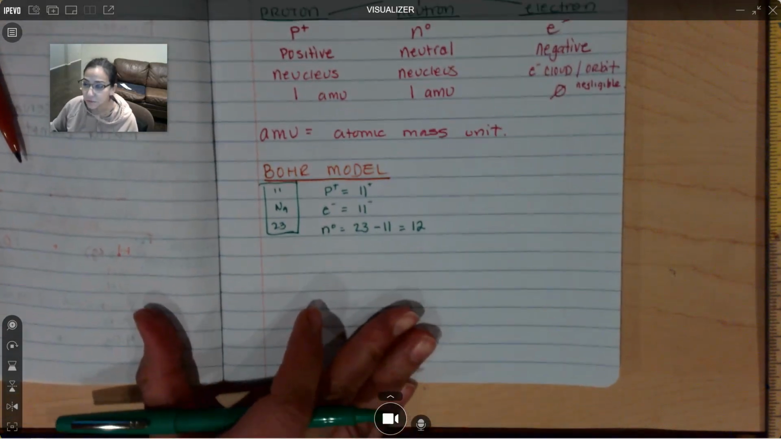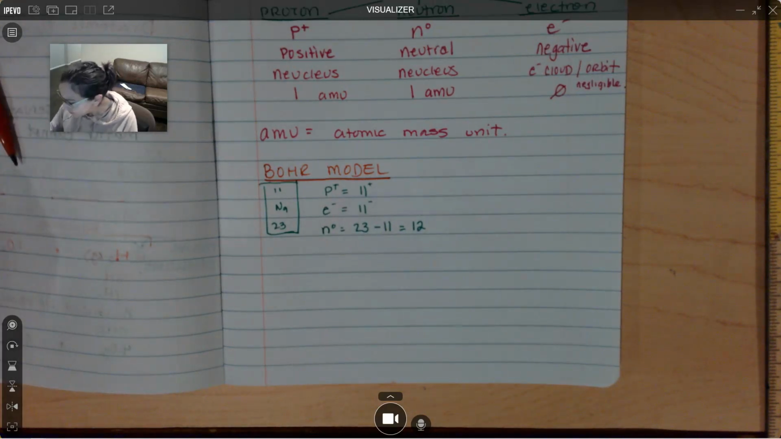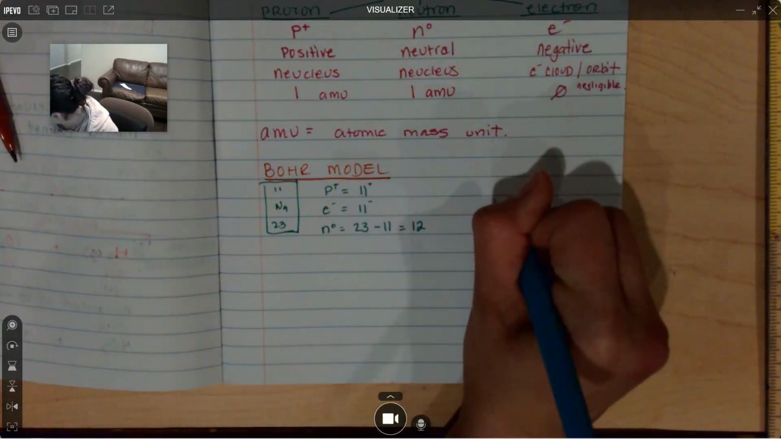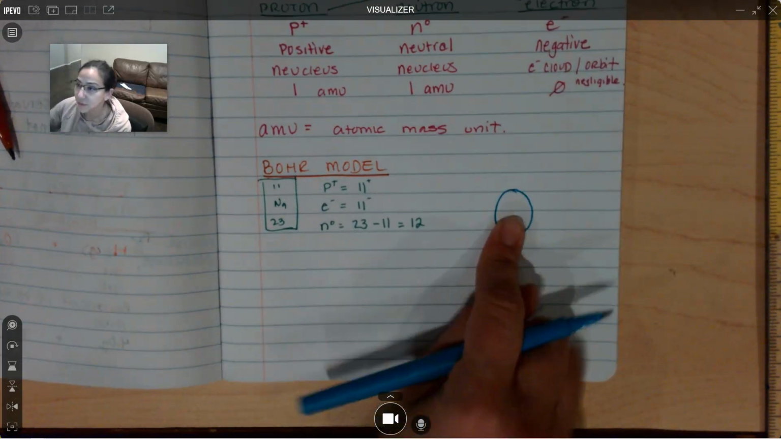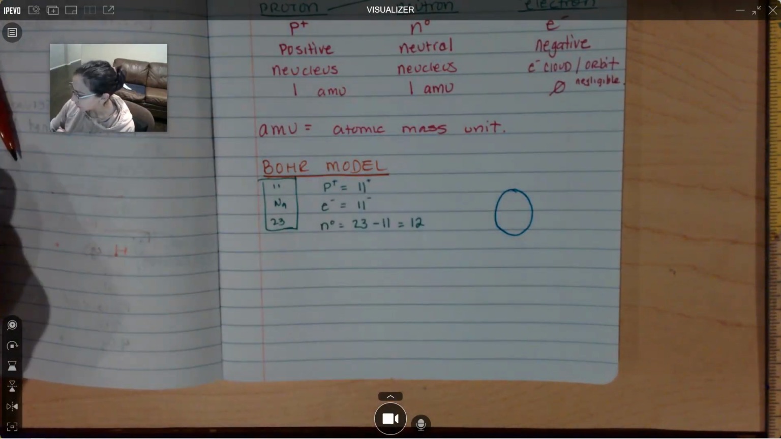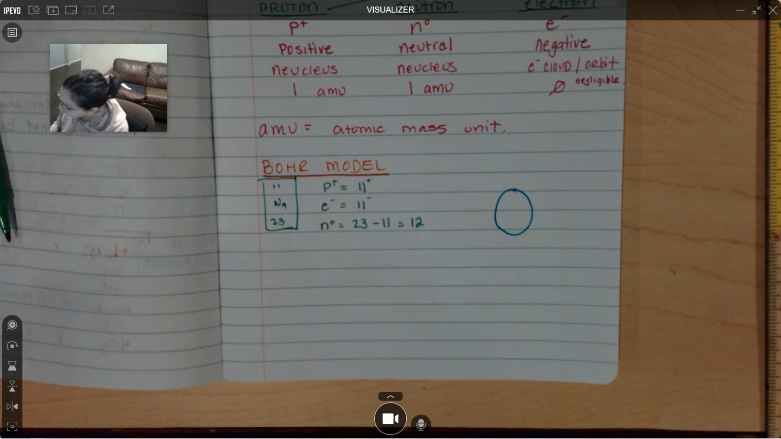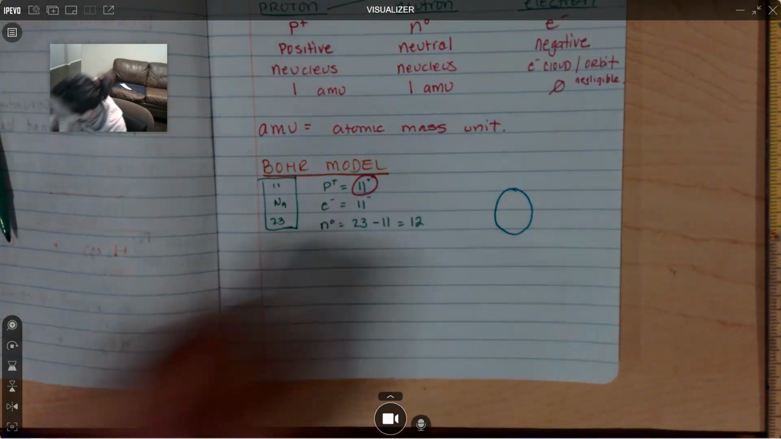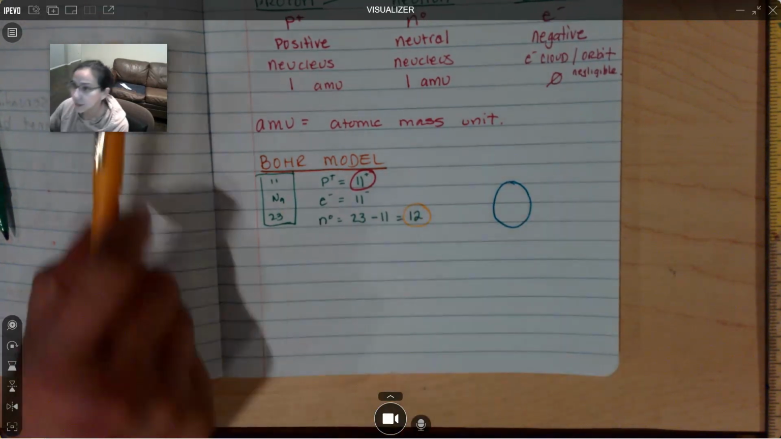Now we're going to build our atom. All right, in the center is our nucleus. Now I'm going to make this nice and big just to fit all of my protons and neutrons. This is going to represent my nucleus. And in my nucleus, I said I have protons and neutrons. And according to this, I have 11 protons and 12 neutrons. And just to coordinate these, I'm going to make my protons pink. And I'm going to make my neutrons yellow.